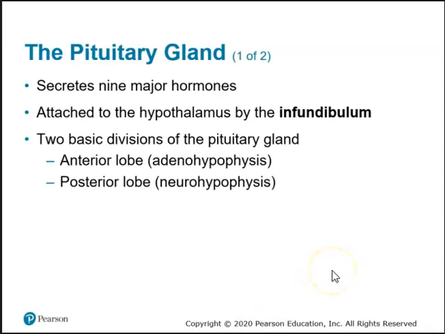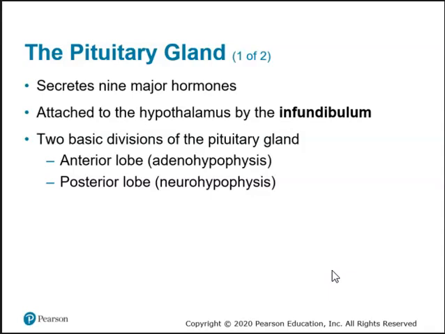So now we're going to get right into it. We're going to talk about the different glands that make up the endocrine system. The first gland we're going to talk about is the pituitary gland. The pituitary gland secretes 9 major hormones. The pituitary gland is attached to the hypothalamus by the infundibulum. So this is sort of a tract that connects the hypothalamus to the pituitary gland.